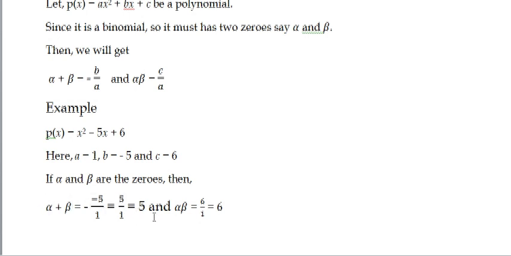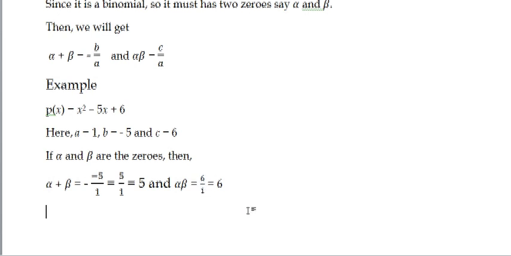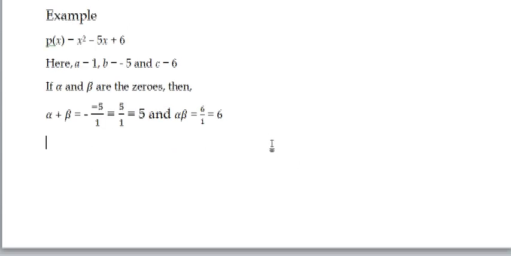So the sum of the zeros is equal to 5, and alpha beta, that is the product of the zeros, is equal to c by a. Here c is equal to 6 and a is equal to 1, so 6 by 1 is equal to 6. So what we are getting: the sum of the zeros is equal to 5 and the product of the zeros is equal to 6.